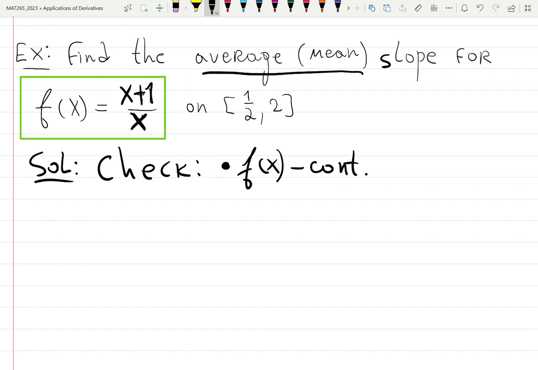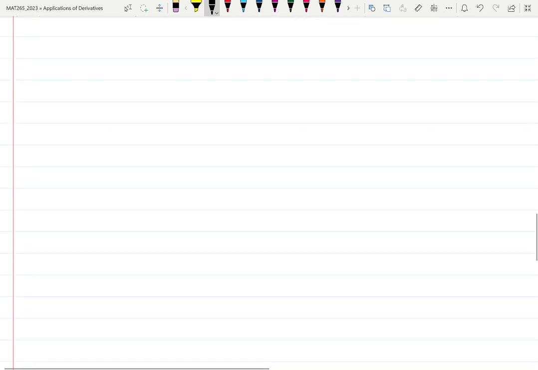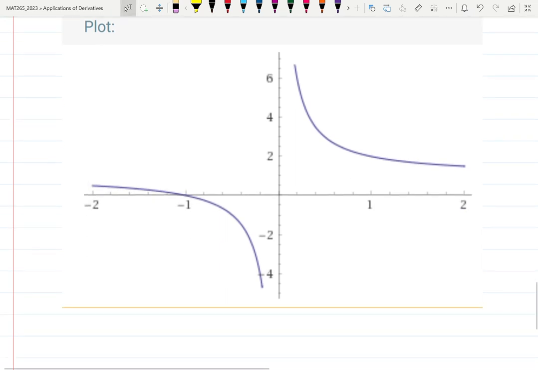But it's not. Do you see there's a vertical asymptote at 0? Cannot divide by 0. But it is continuous on the interval we chose. And that's why the domain is so important. On the interval 1/2 and 2, it is continuous. Make sense? That's why it's so important. You, as a scientist, choose where to look at it.